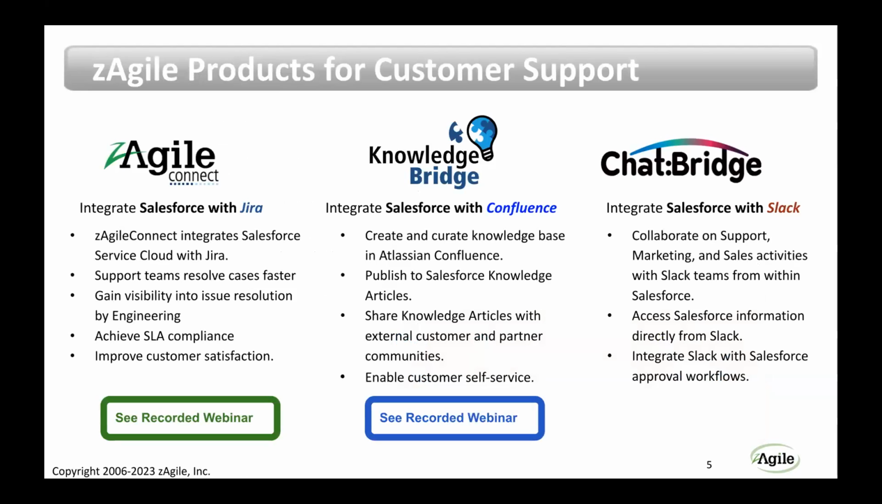So our family of products are shown here. The first two, as you see, I invite you to go check out our recorded webinars. You can see links to those on our website and under blogs that have summaries of those. So again, zAgile Connect is about integrating Salesforce with Jira. So for example, integrating the cases in Salesforce Service Cloud with issues on the Jira and product engineering teams side. And then Knowledge Bridge for taking Confluence pages, wiki pages, and publishing those as knowledge articles for Salesforce Knowledge. And of course, the topic of this webinar is about integrating Salesforce with Slack.